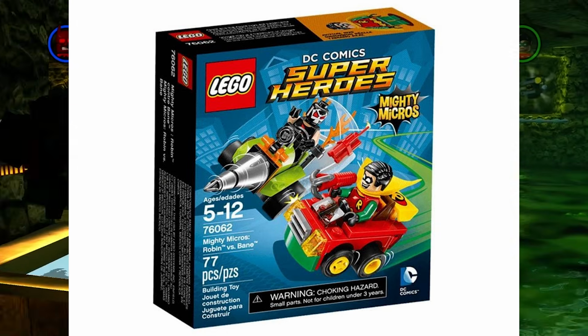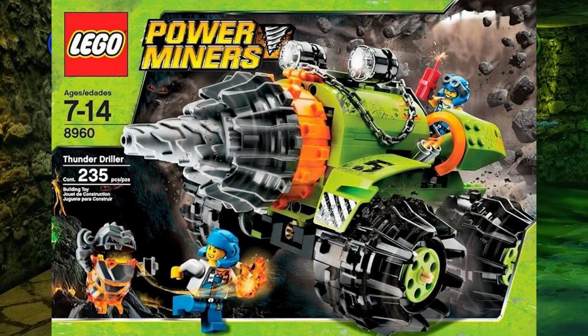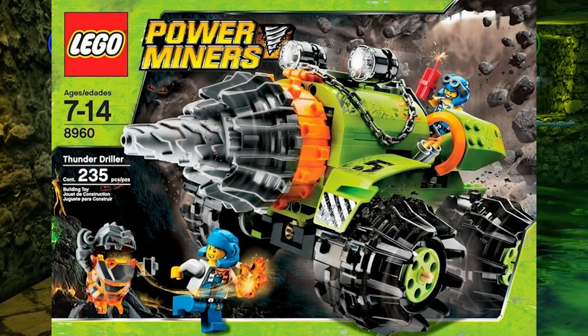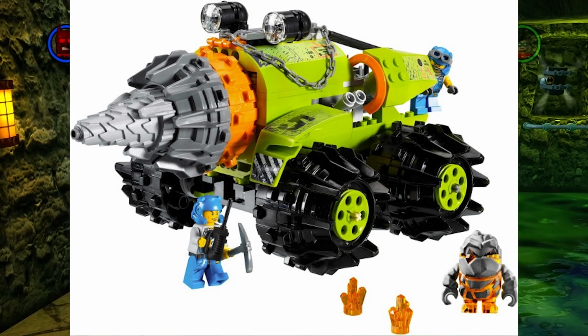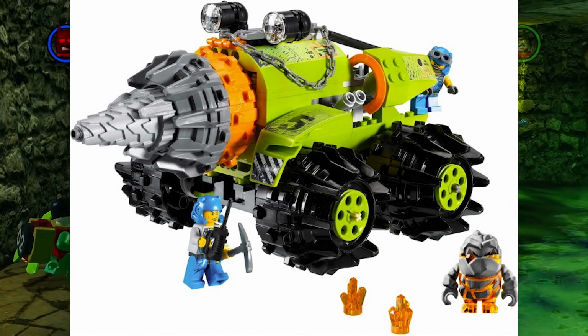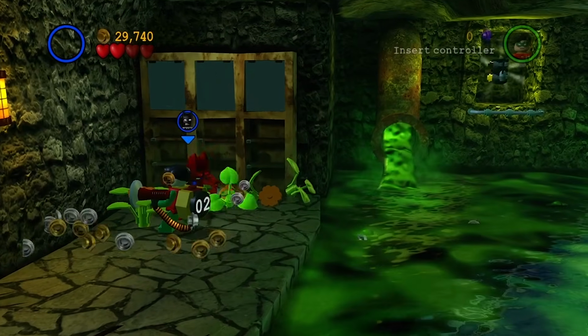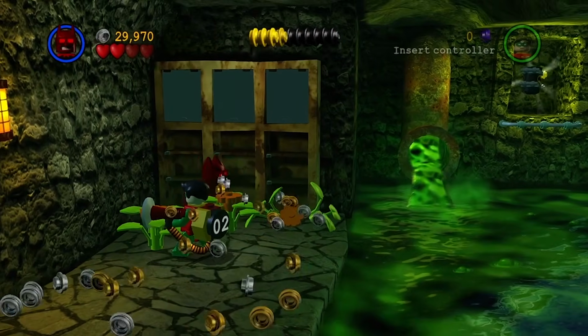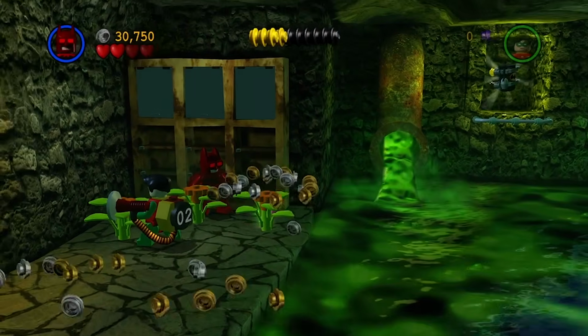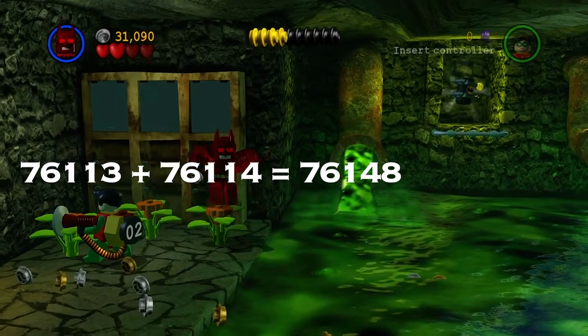It looks very similar to the Thunder Driller from 2009's LEGO Power Miners, so of course you could develop some theories about a LEGO multiverse and whatnot with this kind of thing. Regardless, this is kind of a cool homage to LEGO Power Miners by the set designer, a theme which certainly deserves a comeback in my opinion.